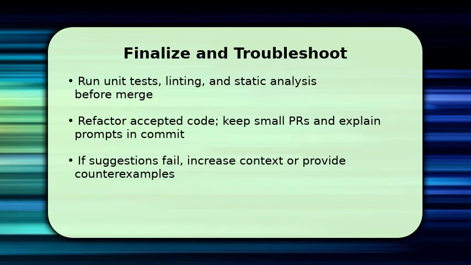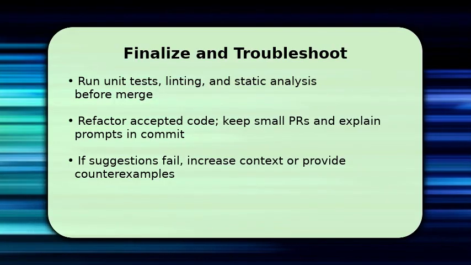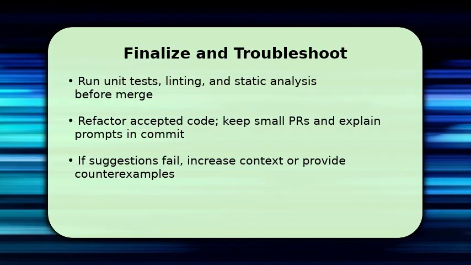You finish by validating. Run unit tests, linters, and a quick security scan to catch issues Copilot missed. Then refactor for readability and create a small pull request that documents the prompt used so reviewers understand intent. If Copilot's output is off, provide more surrounding context, add counterexamples, or simplify the prompt. This corrects hallucinations. Finally, iterate on prompt templates and save them.